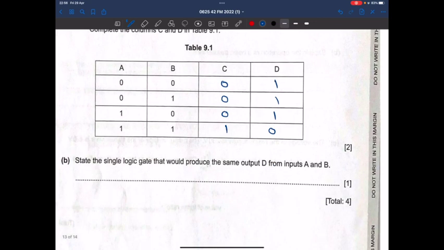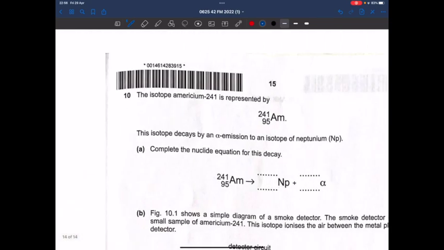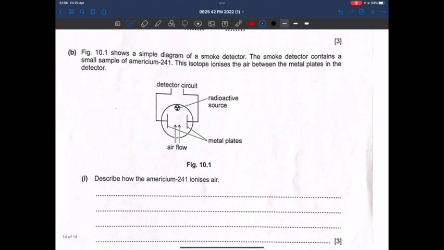The last part of the question says: state the single logic gate that would produce the same output D from inputs A and B. Single logic gate means one logic gate could do the work. This one logic gate, AND and NOT together, is called NAND. So you're going to write NAND. This is the single logic gate that could do the same function. I think this is the last question, about radioactivity.